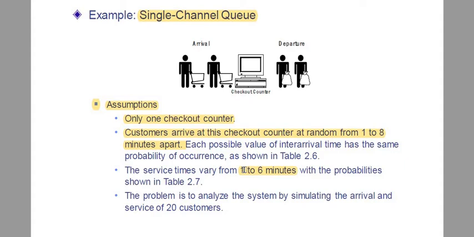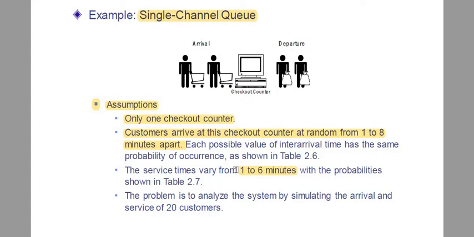Suppose customer 1 has come at 9 a.m. It will take 2 minutes for getting service, so it will leave the system at 9:02. That is the actual service time. Depending on the service time, the customer will leave the system. But if the customer comes at 9 a.m. and needs to wait for 5 minutes to get access to the checkout counter, the customer will start at 9:05 and after 2 minutes will leave the system at 9:07 a.m.